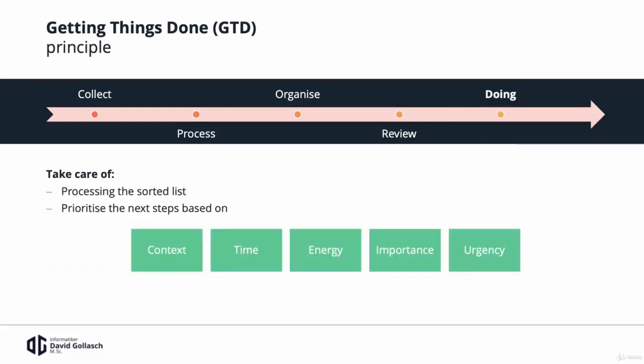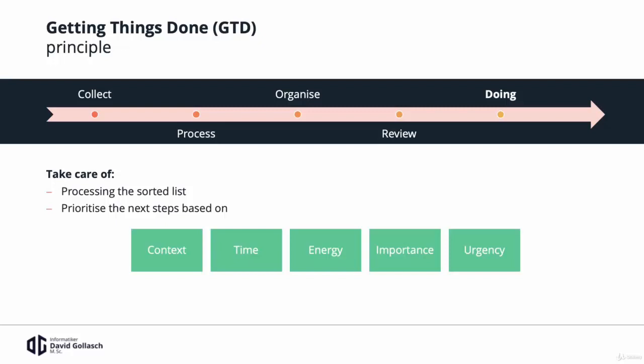Last but not least, you're getting into the doing phase, the doing process. And there, of course, you take a look at all those tasks on your action list and all those appointments in your calendar, and then you start processing. You then have a sorted list. Of course, if you have a long list of currently interesting actions, then it might be necessary to again prioritize those tasks and decide which is the next step you are going to do.